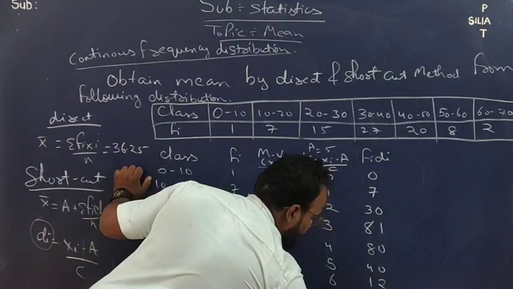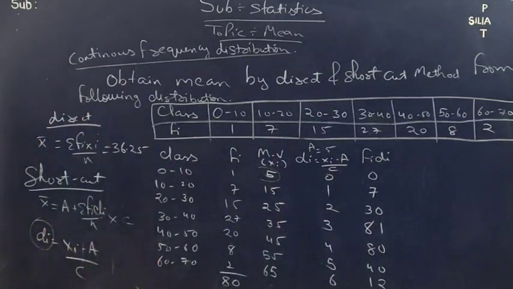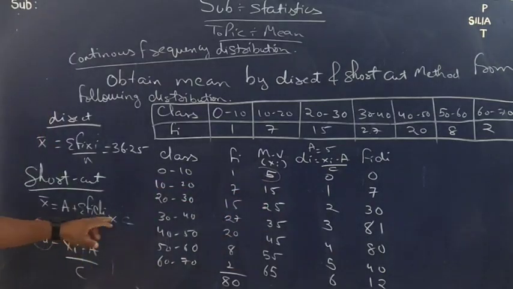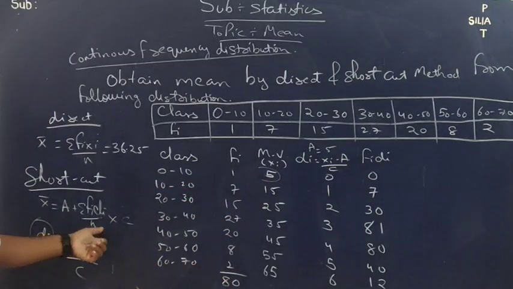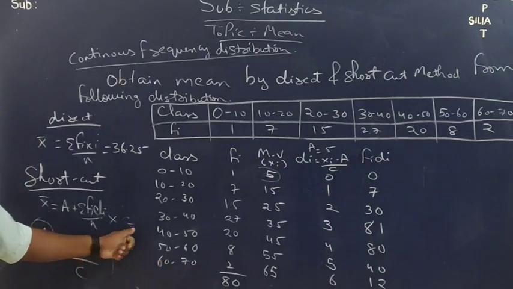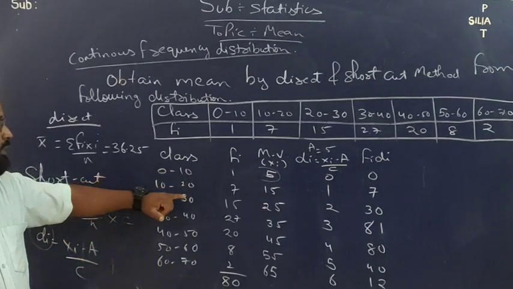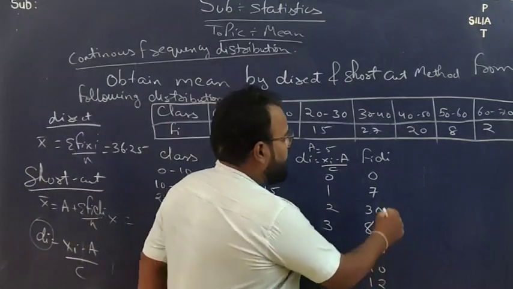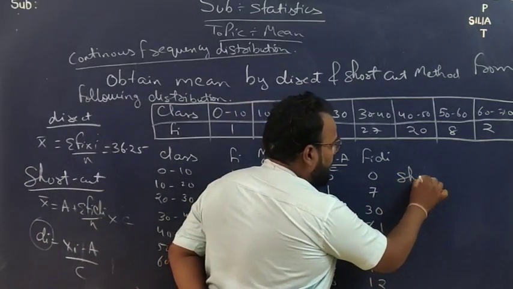Okay students, now we got the value. As we have the assumed mean a, we have taken 5. Sigma fi di is 250, n equals 80, and the class length c is 10. Okay, the difference, that is class length 10. So let us find the shortcut method.